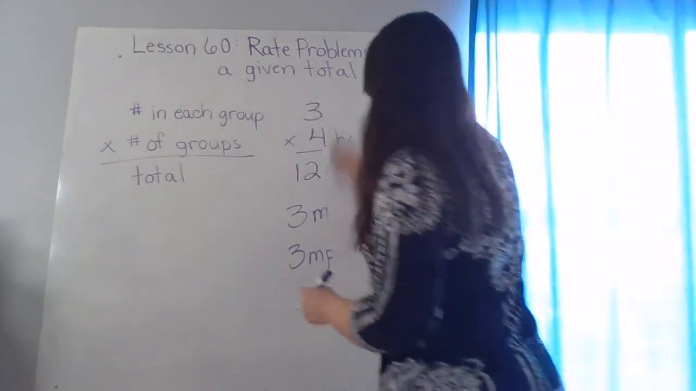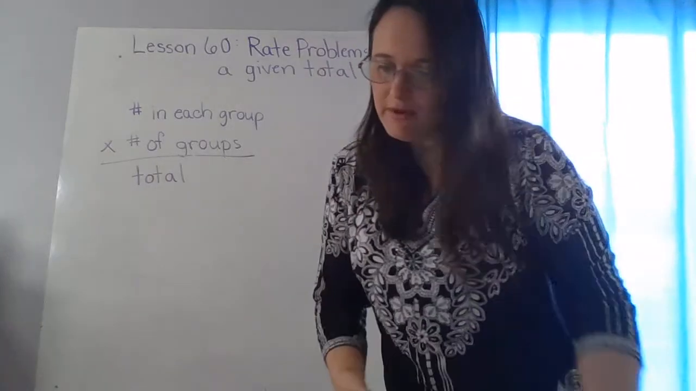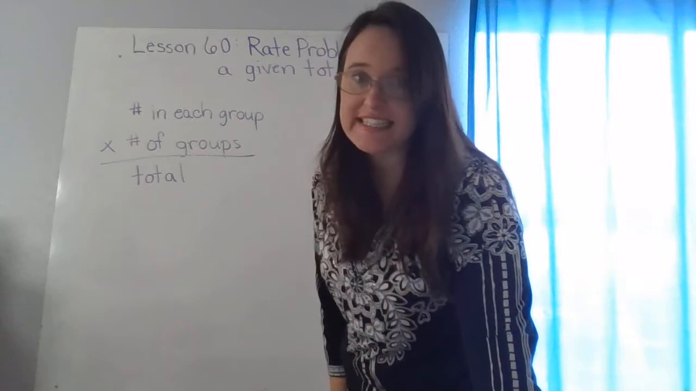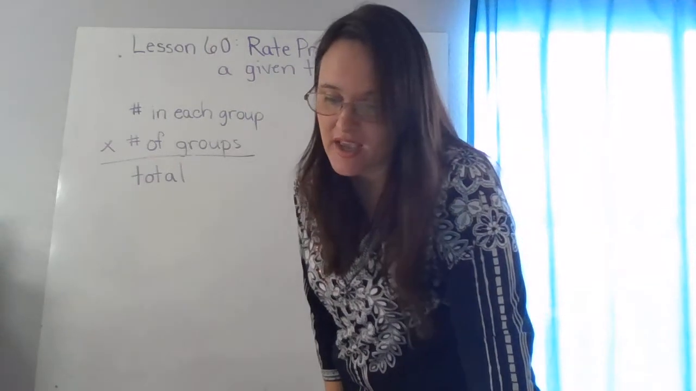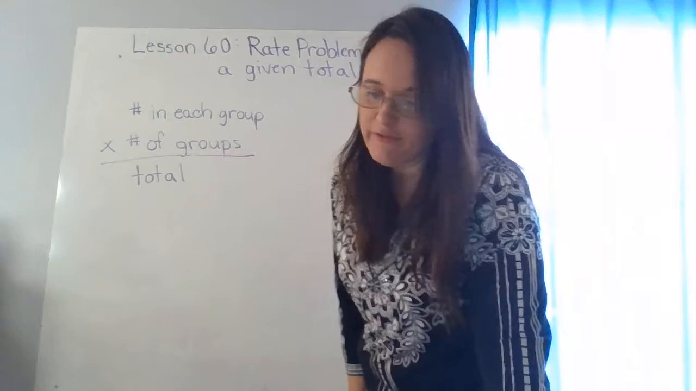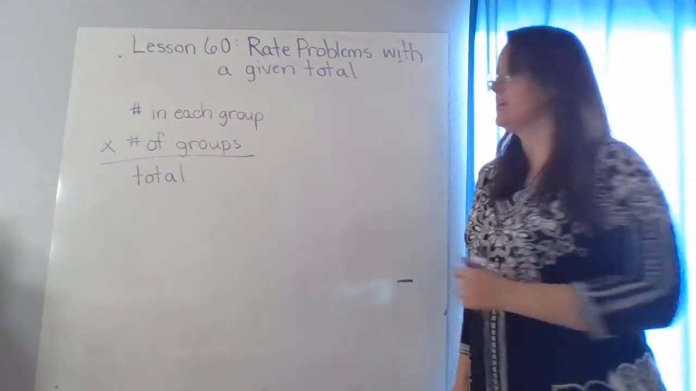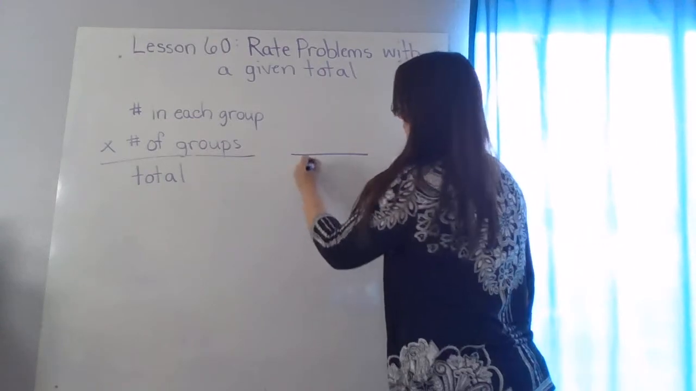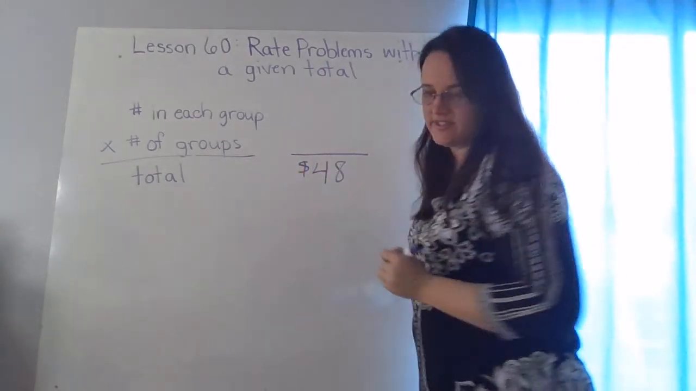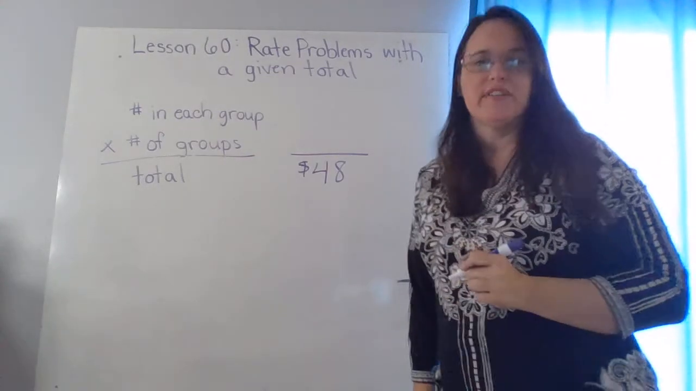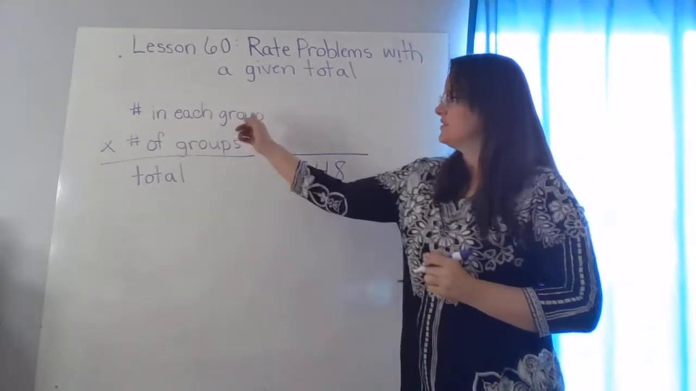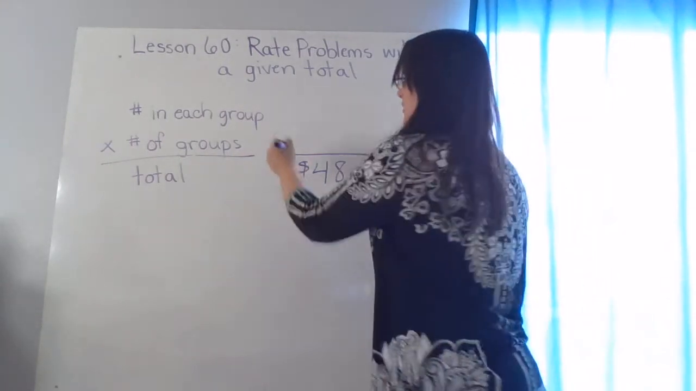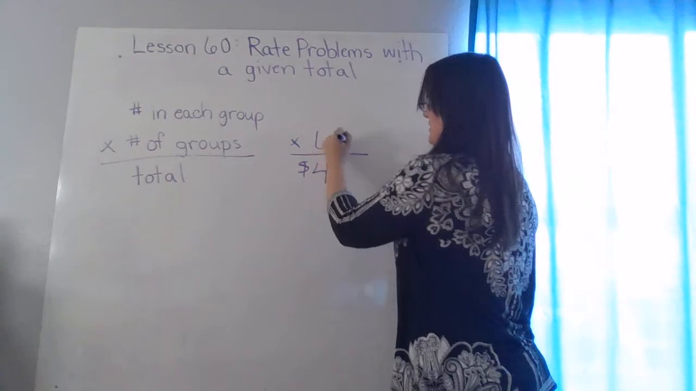All right, last question. Question C. Alexis was paid $48 for 6 hours of work. How much money was Alexis paid for each hour of work? So what's the total? How much money was she paid? A total of $48. It says she worked for 6 hours. So is that our number in each group or our number of groups? 6 hours, that'll be our groups.